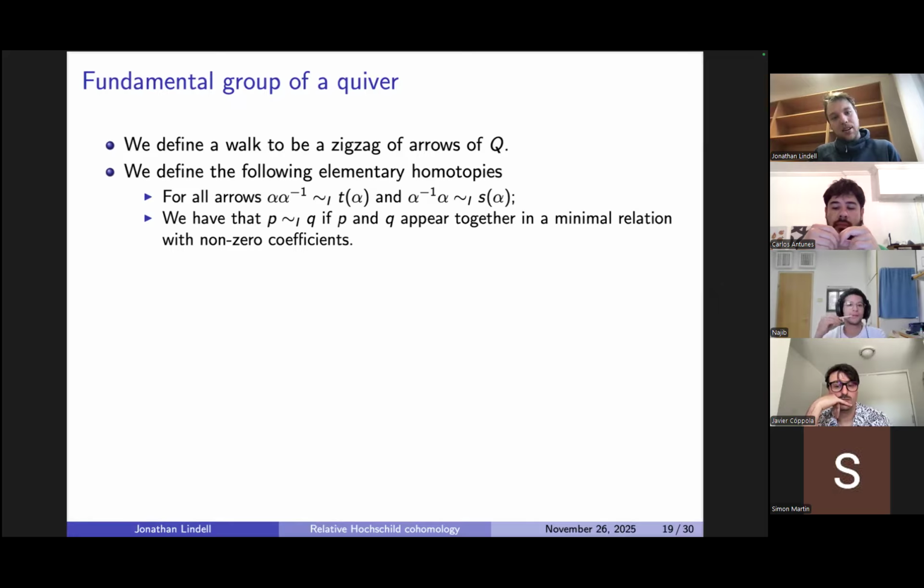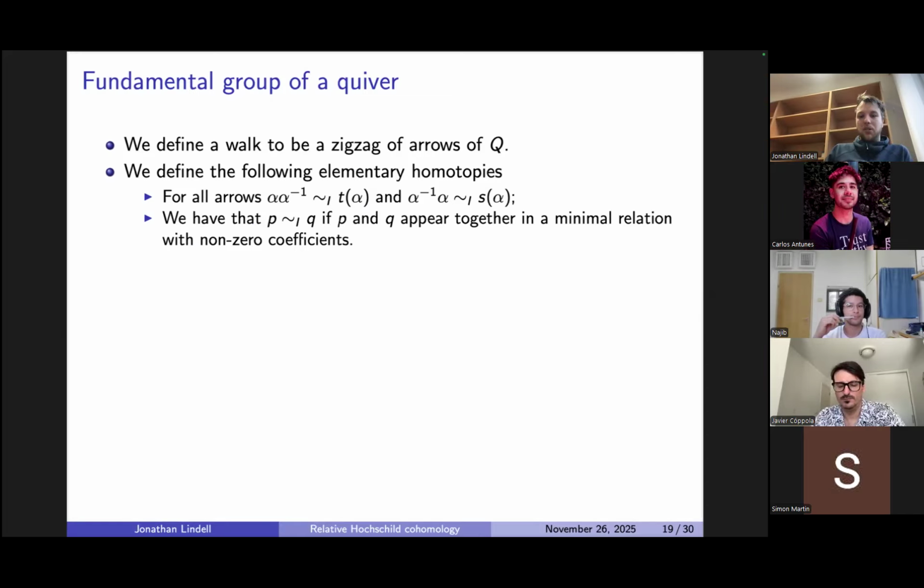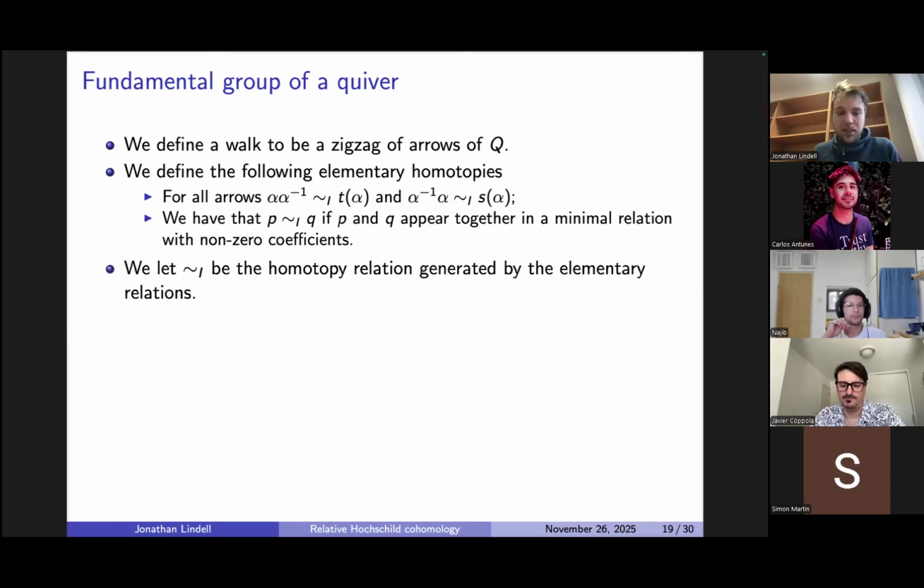And then we have the second elementary homotopy, which says that if P and Q are two paths which appear as elements with non-zero coefficients in some minimal relation, then we make these homotopic. And then we let tilde I be the homotopy relation generated by these elementary relations.